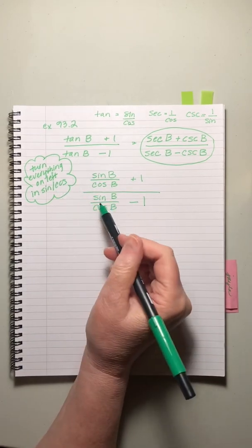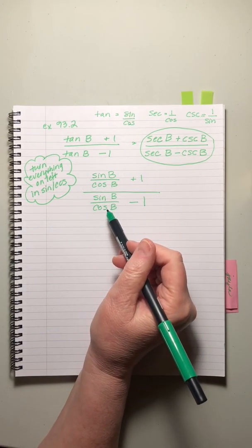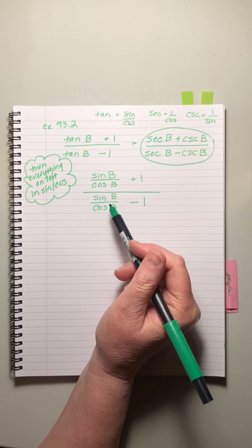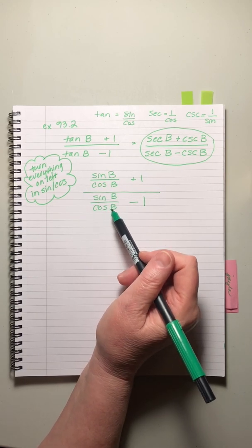Okay, so that's what I did. I just changed it into sine and cosine. Now, I'm going to go to the denominator again first.